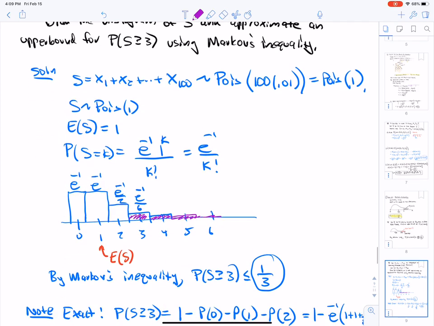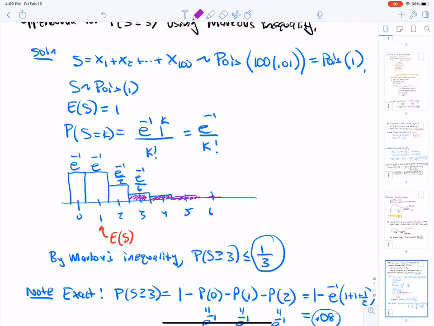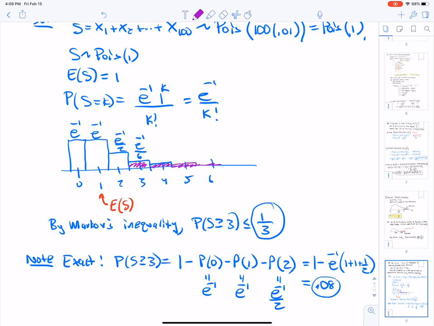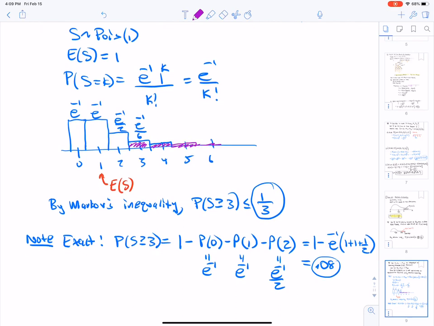S is Poisson 1. We know the expectation of Poisson 1 is 1, and I can just make that histogram. And so by Markov's inequality, it's less than or equal to 1/3. Yes, 1 is the expectation and 3 is a. You could compare that with the true value and see indeed that it is an upper bound. It's not a very good one though.